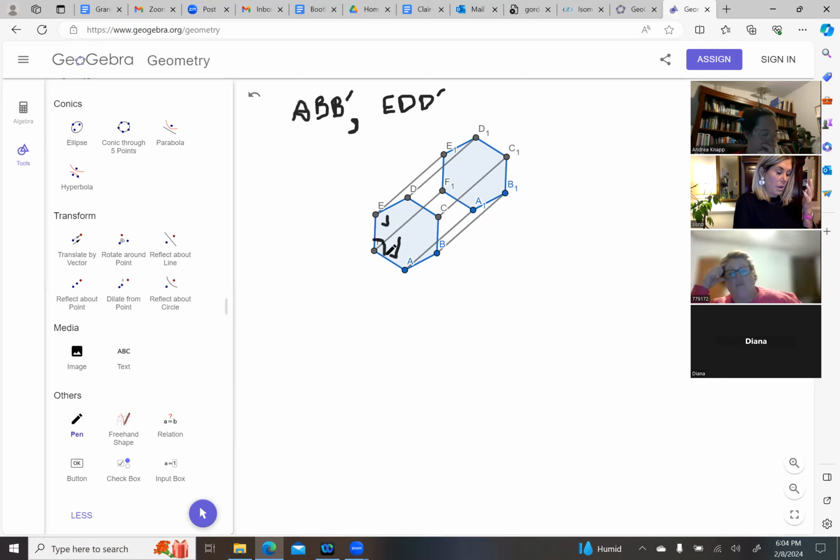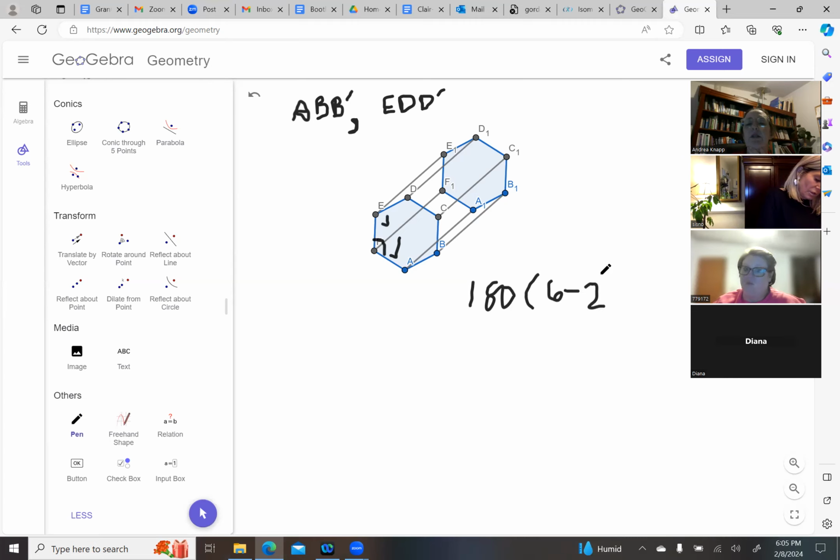Hmm. Is that the 180 times parentheses n minus 2? We've got 6 sides, so n is 6, minus 2. So this formula, 180 times n minus 2, is going to give us the sum of the angles in that hexagon.